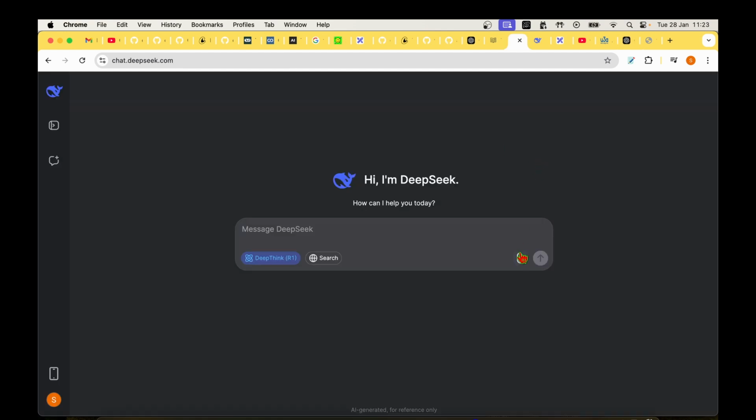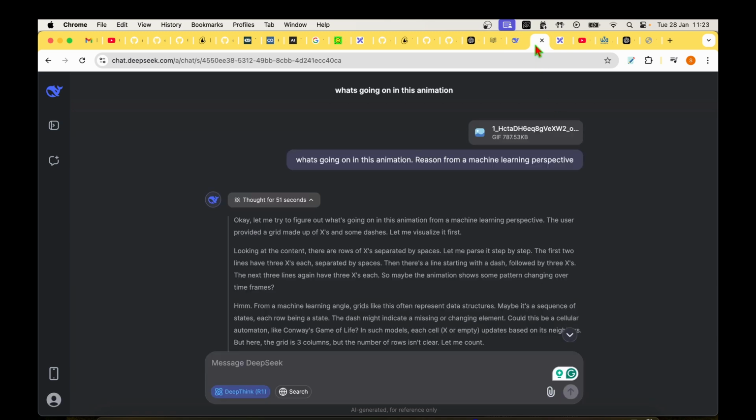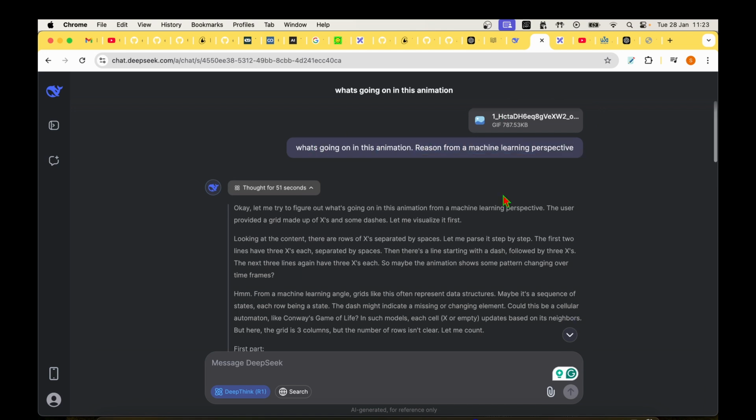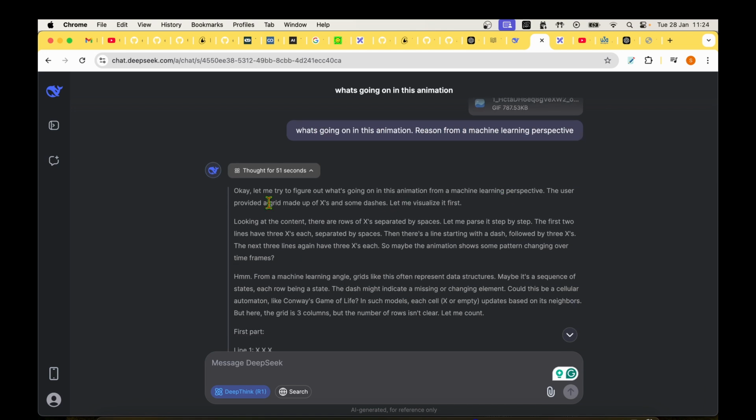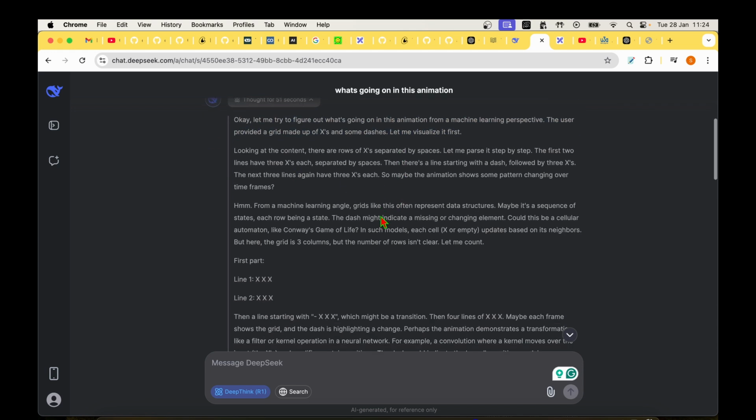With DeepSeek, when we try to upload something, it clearly says that it's for text extraction only. We cannot expect much reasoning in terms of images because it clearly says that it's only going to extract text. I'm still going to upload the same animation and find out how it goes. So here I have uploaded the same animation and I've asked the question, what's going on in this animation, reason from a machine learning perspective. It just says, okay, let me try to figure out what's going on in this animation from a machine learning perspective, and it goes on and on.